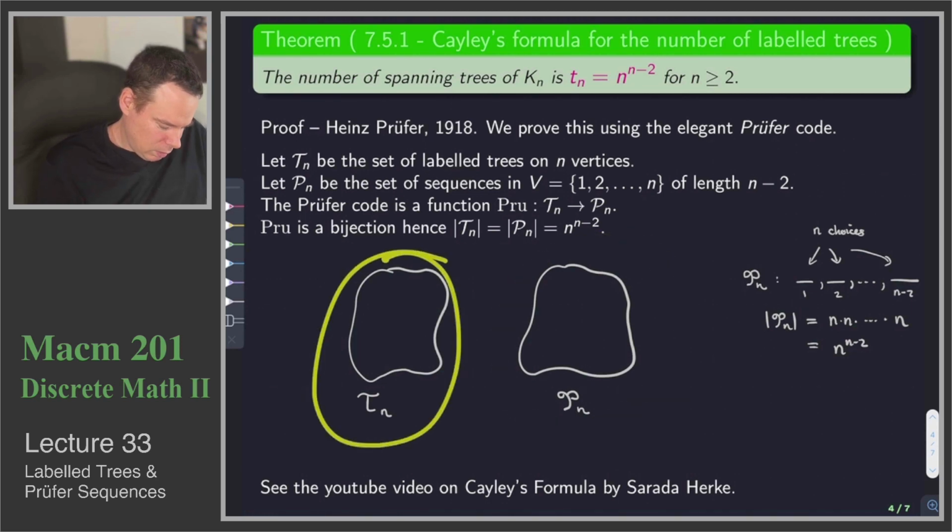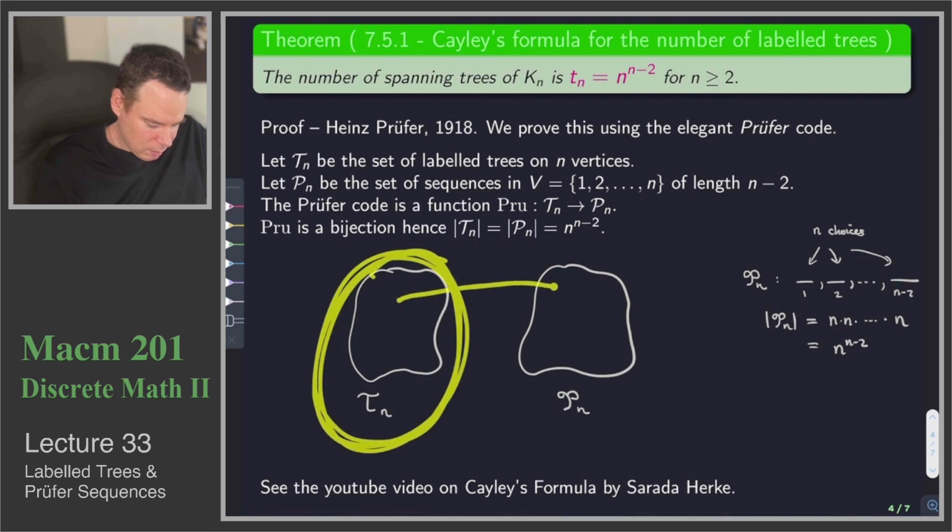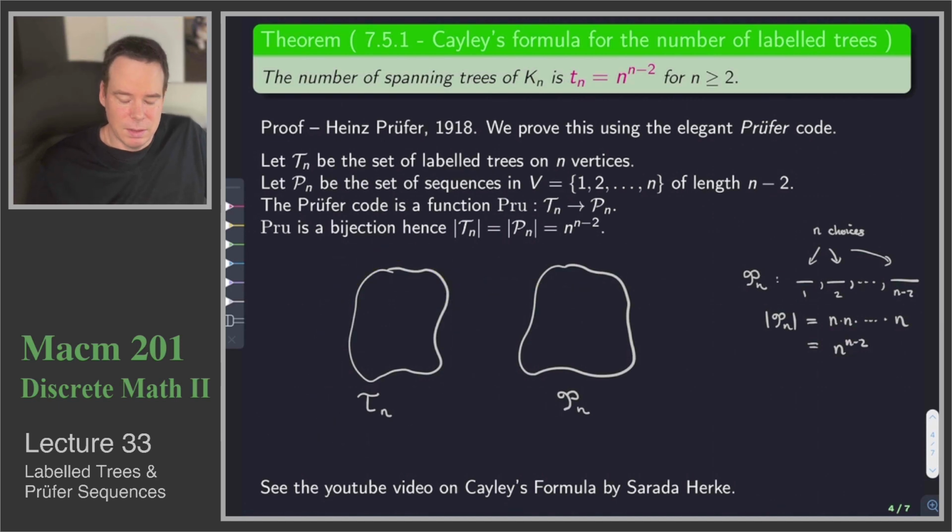And what Heinz Prüfer did was, he said, for every tree, we can find a corresponding word that uniquely defines that tree. And that's known as the Prüfer code, which is given by this function PRU. So there's this function PRU that takes in a tree and returns a word or a sequence of length n minus 2 in the vertex labels. And it turns out it is a bijection. It's 1 to 1, it's onto, so it has an inverse.